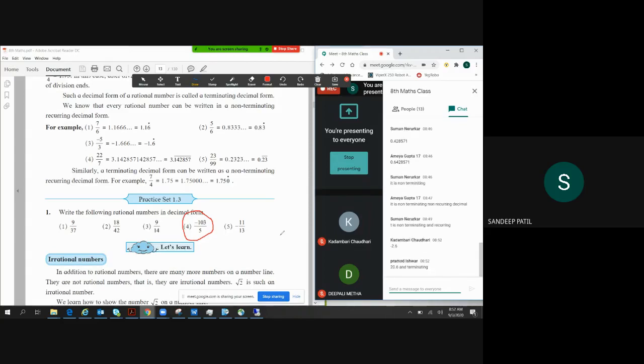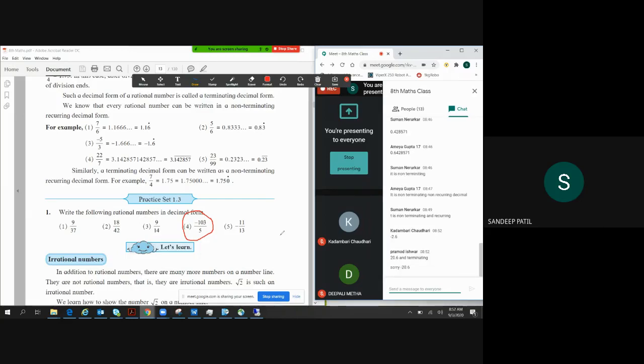Someone has written minus 2.6. That's not correct. Please check your calculation. Another answer came as 20.6. That's the right answer, but I think one has missed the negative sign. So yeah, we have to be very careful that there is a negative sign also. So it's minus 20.6. And terminating, minus 20.6. That's correct.